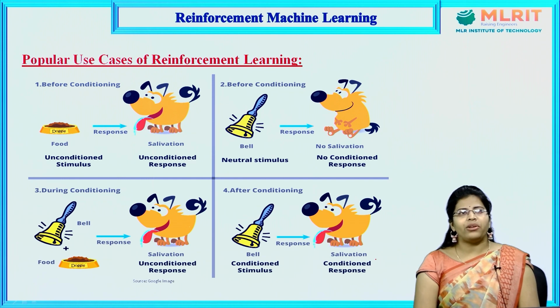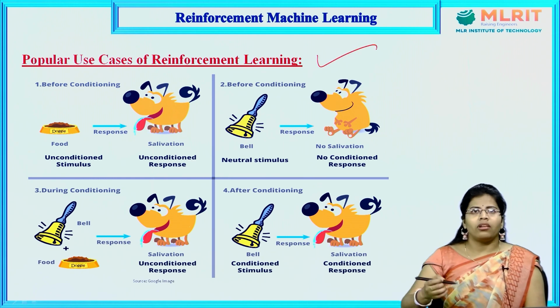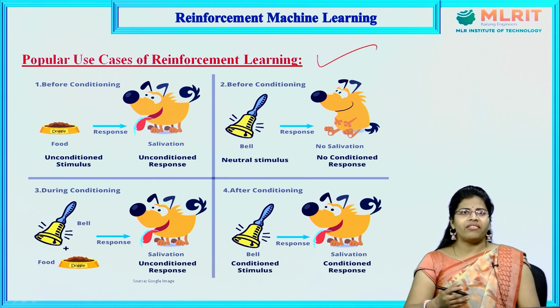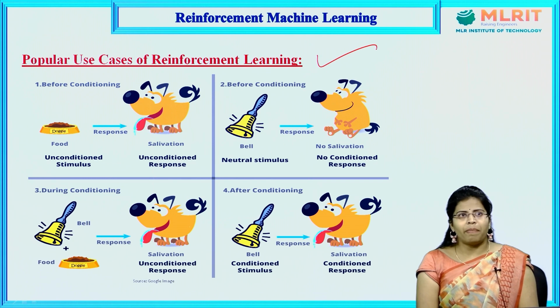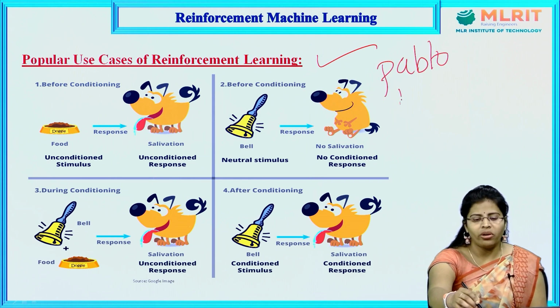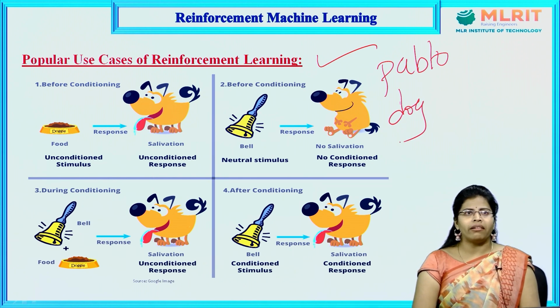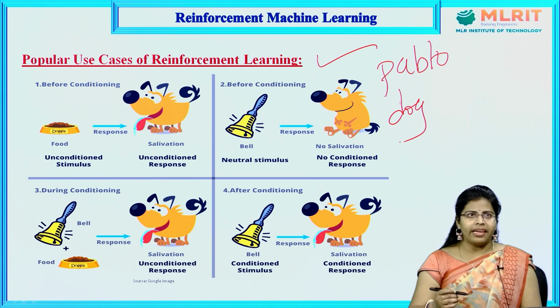Let me explain with one more example, one of the most popular use cases of reinforcement learning. For example, here as you can see in the image, Pablo has trained his dog. Pablo trained his dog in 4 stages using the reinforcement learning method. Let me explain each step.